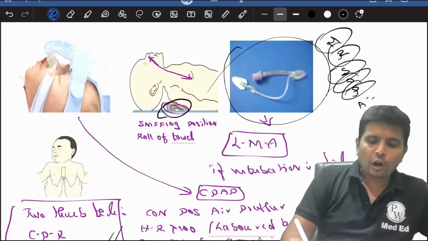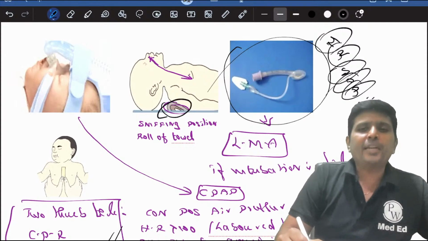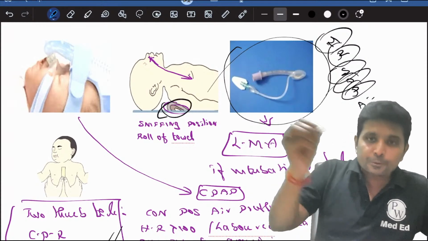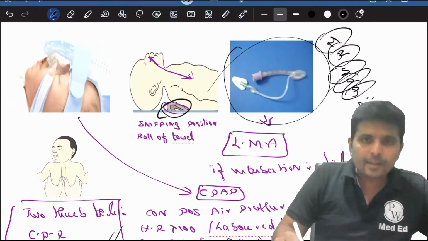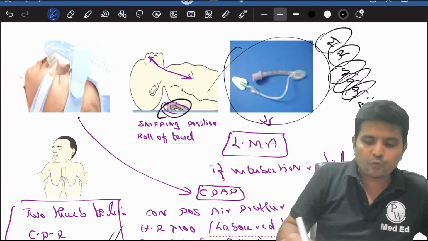And finally, even after correcting your mask, repositioning the neck, suctioning and opening the mouth, despite doing all this, if the child's heart rate is still not increasing, then go for ALT.